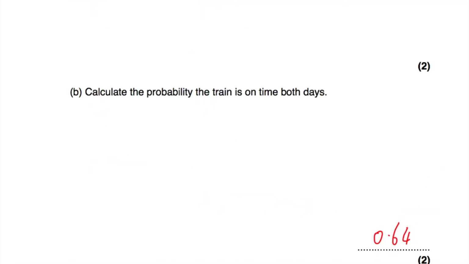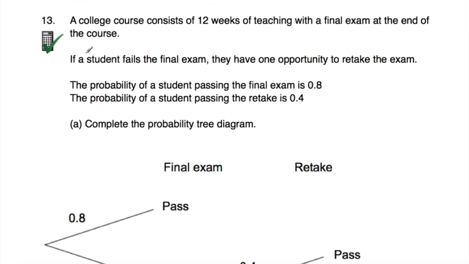Okay, let's have a look at our next question, question number 13. So question number 13 says a college course consists of 12 weeks of teaching and then a final exam at the end of the course. If the student fails the exam, they have one opportunity to retake the exam, so they've got another chance to resit it. And the probability that a student passes the final exam is 0.8, and the probability of a student passing the retake is 0.4.